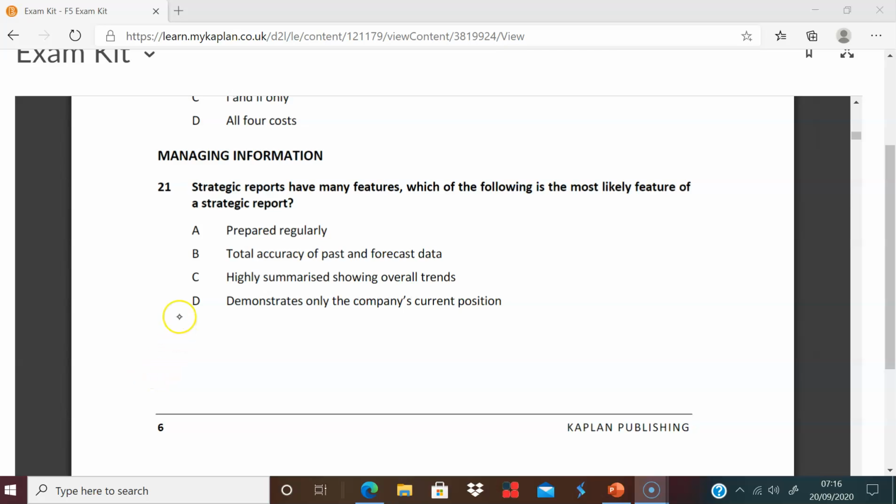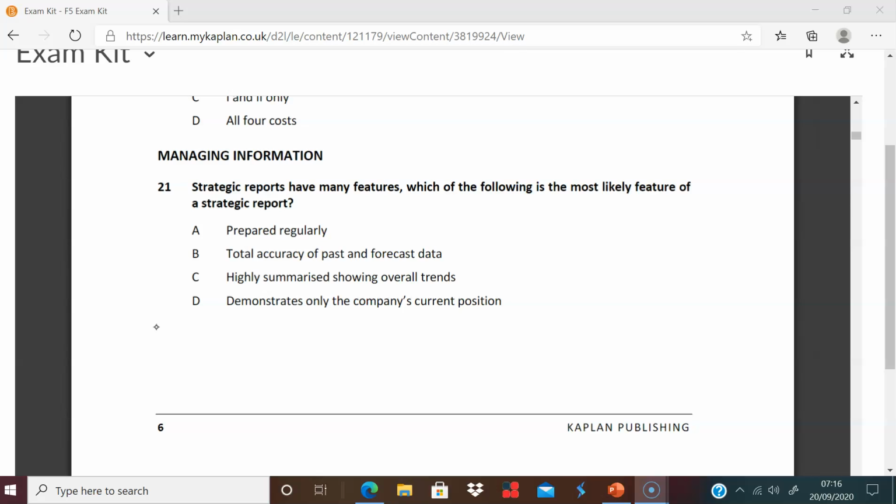Okay, so let's do question 1 to 28. Actually, yeah, we stop at 28 because you have a completely different topic at 29. So this is eight questions, and this is about managing information. Quite nice. Strategic reports. We talked again. This is really chapter 3. Strategic reports have many features, but chapter 2 and 3 are the key chapters again.